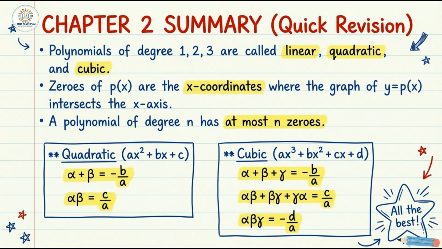And for the cubic polynomial ax cubed plus bx square plus cx plus d: alpha plus beta plus gamma equals minus b by a, and alpha beta plus beta gamma plus gamma alpha equals c by a, and alpha beta gamma equals minus d by a.